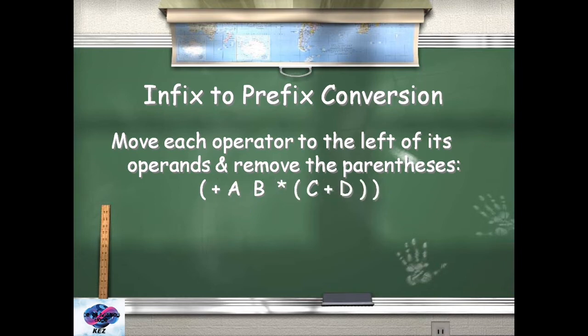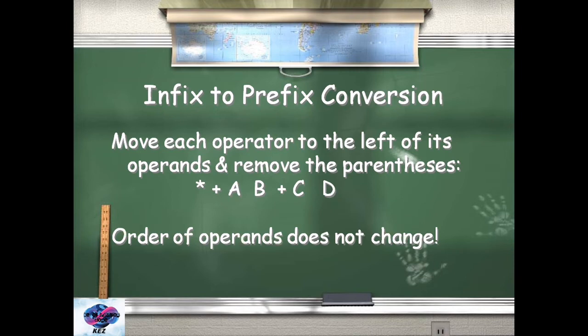Now the second position. Here also the plus sign comes first. Before that, multiplication is there. So what do we have to implement? Multiplication first, then plus AB. Now C plus D is there, so this plus also comes in front. So plus AB plus CD, and before all of it the asterisk or multiplication comes. So here the order of operands doesn't change.